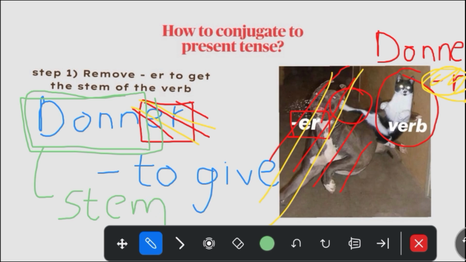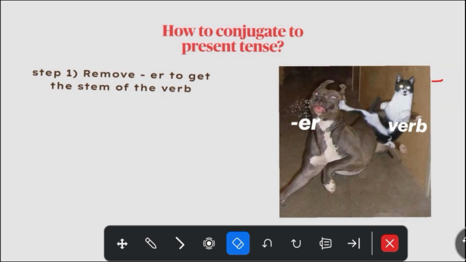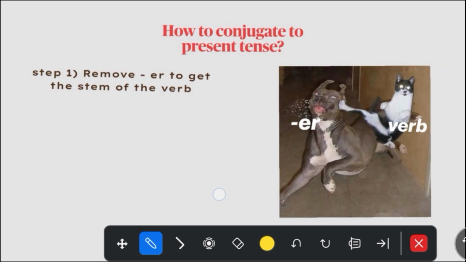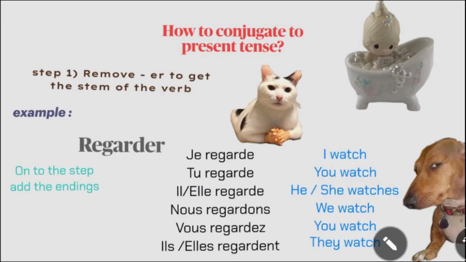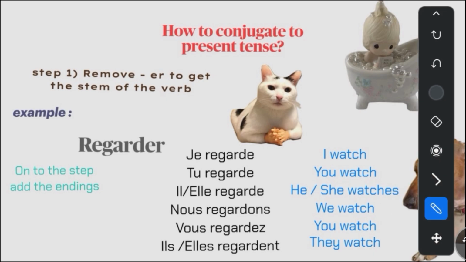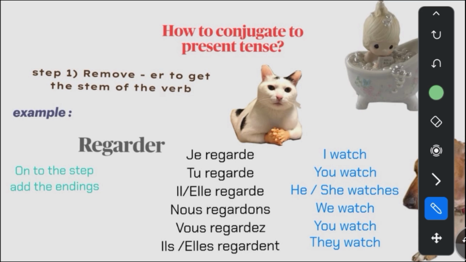Why do you need the stem? You need the stem to conjugate to the present tense, because you are adding the verb endings along with the stem. I hope it's clear. So we have a cat right here to explain how you conjugate more er verbs into the present tense. So we're starting off with the verb regarder. Regarder means to watch. First step, we are removing the er, we are kicking it away. Now we are left with the stem regard.